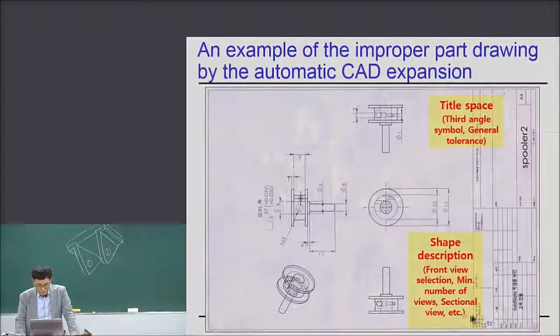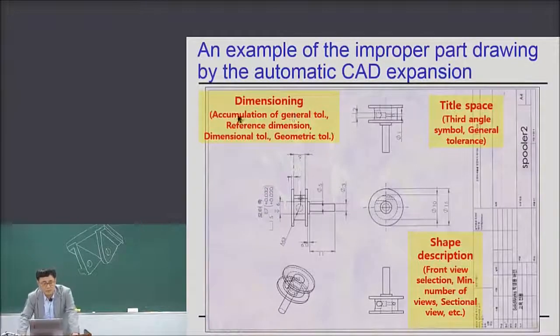And the sectional view. This part has so many holes inside the part, so a sectional view is a must. All hidden lines. The hidden features, the features inside the part, cannot be seen very clearly. This is all hidden lines, right?